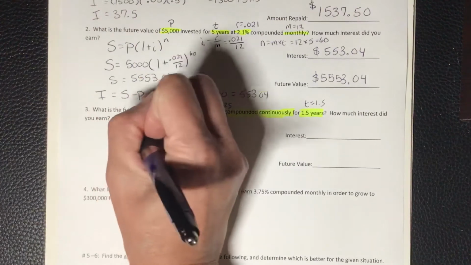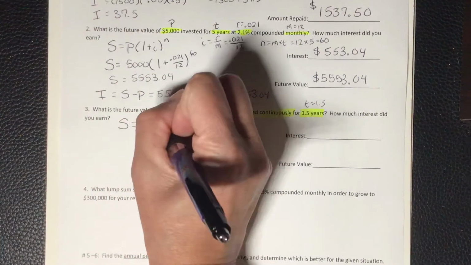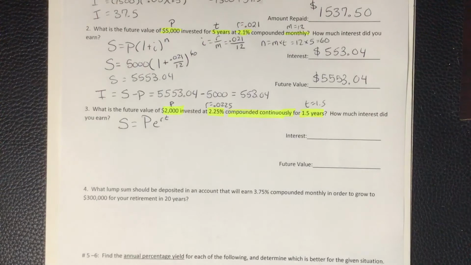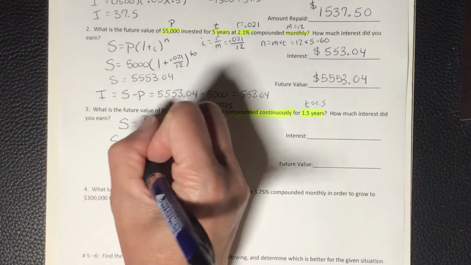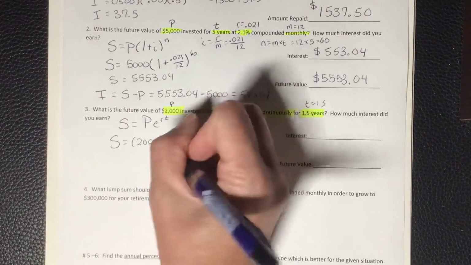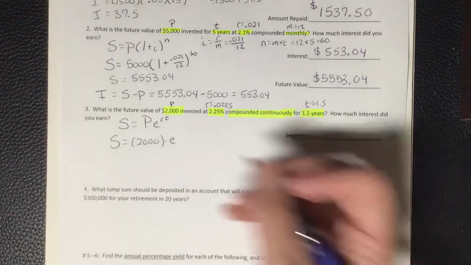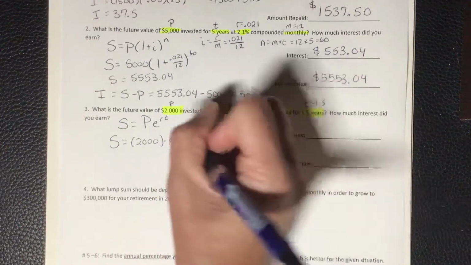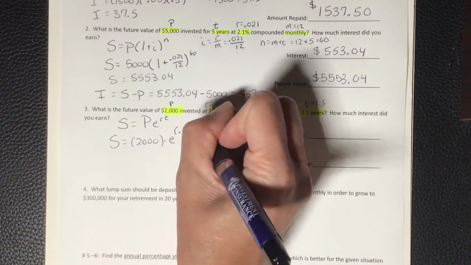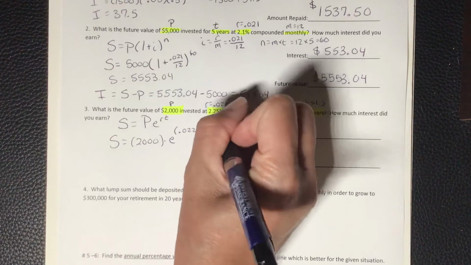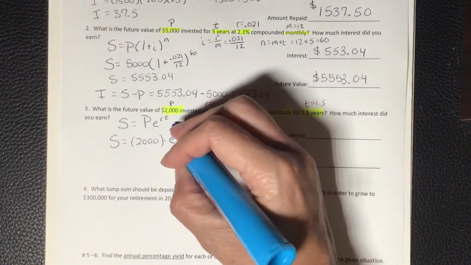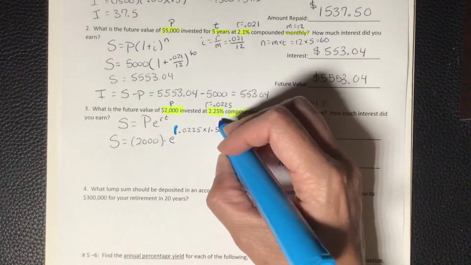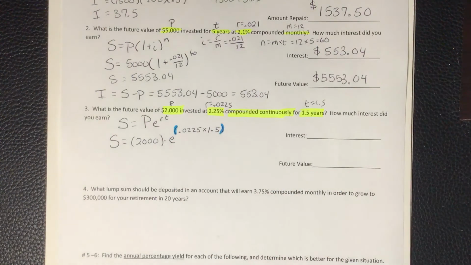All right, so S equals P times E raised to the RT. So future value will be $2,000 times E raised to the 0.0225 times 1.5. Now the trick with this is this needs to be in one set of parentheses, not 2 sets. That will mess up your answer, but only one set.